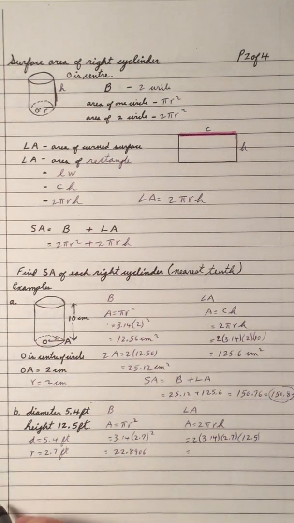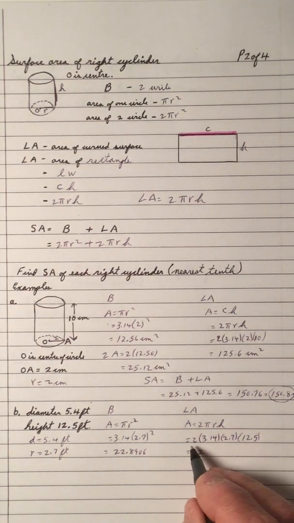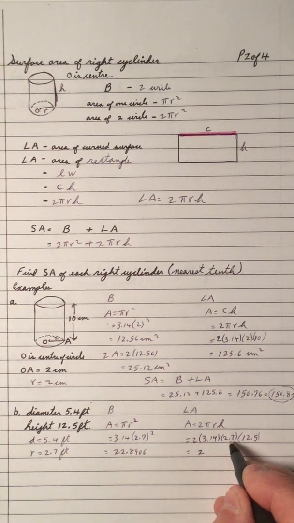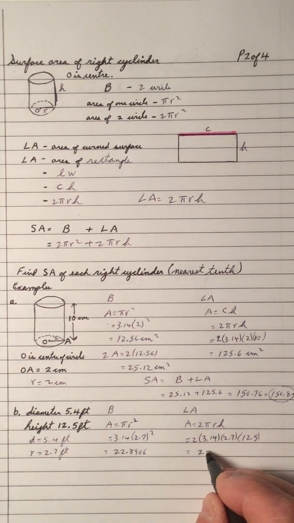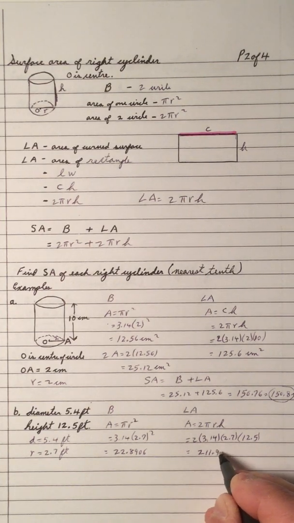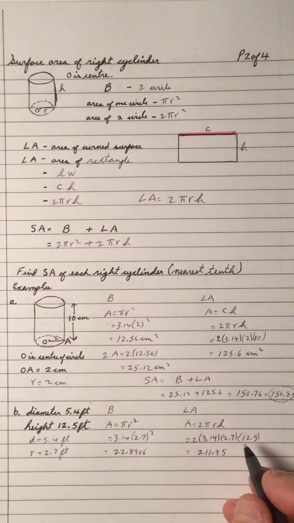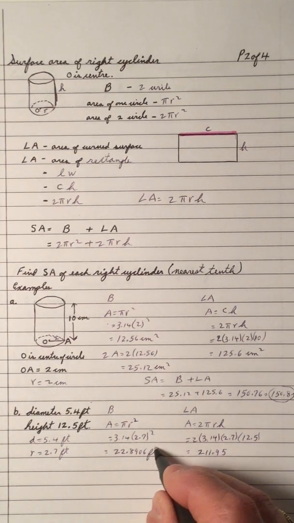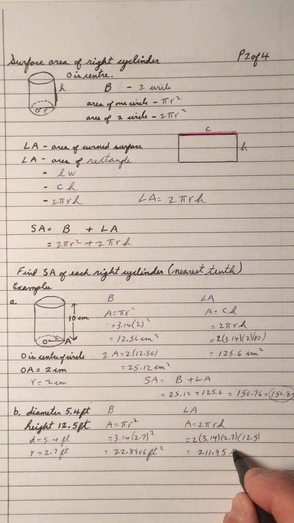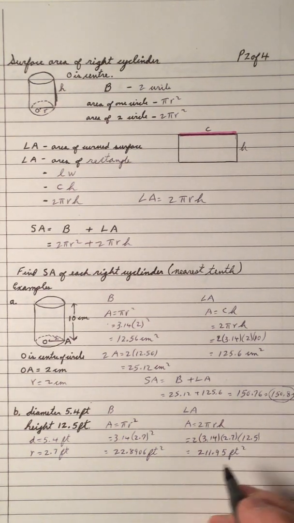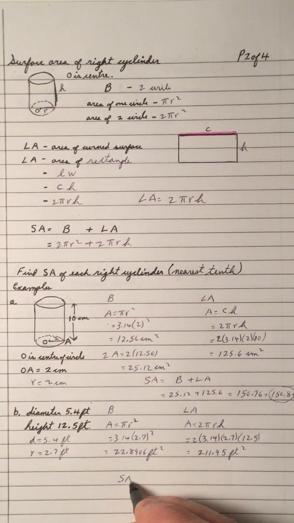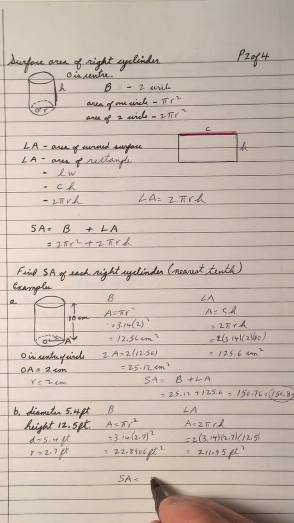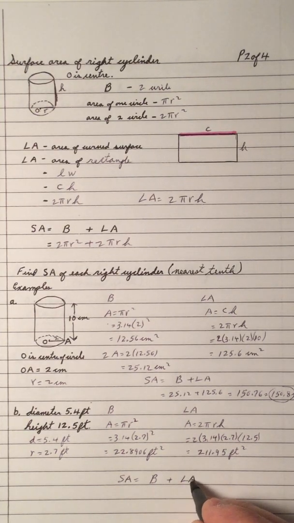And you multiply all that together, 2 times 3.14 times 2.7 times 12.5, and you need a calculator. Again, working out the surface area and volumes and everything, I think about a calculator. So that's area here, so that's square feet. This is surface area, so square feet. And so the total surface area of the cylinder is the base area plus the lateral area. And that's true for all geometric figures.